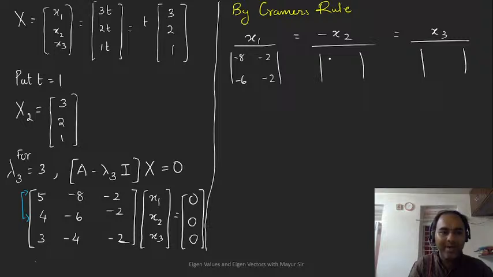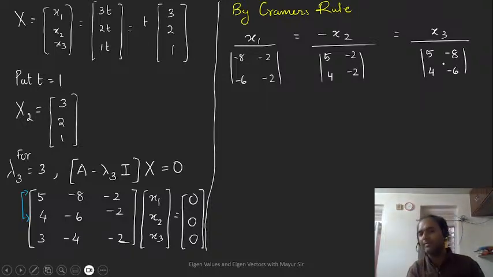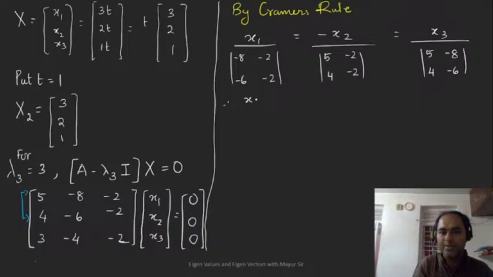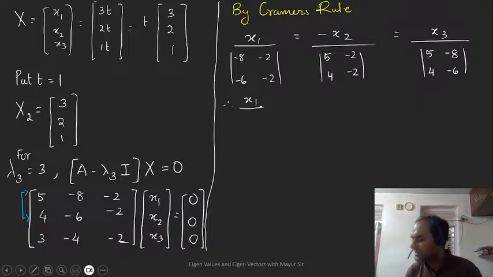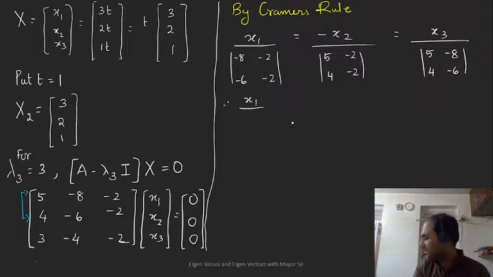Then here you have the next one. You hide the second column. When you hide the second column, you get 5, 4, minus 2, minus 2, and then here you get 5, 4, minus 8, minus 6 when you hide the third column. So write down the answers that you get. Good answers. Oh wow, we got the vectors also. Wow, fabulous. So you have got the vectors as 2, x2 is 1, and x3 is 1.